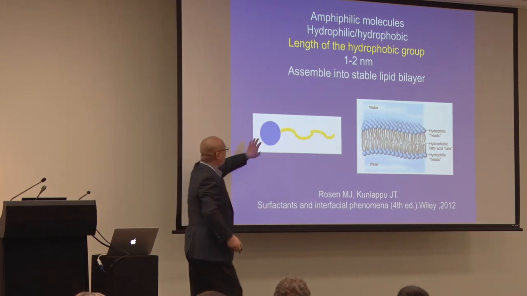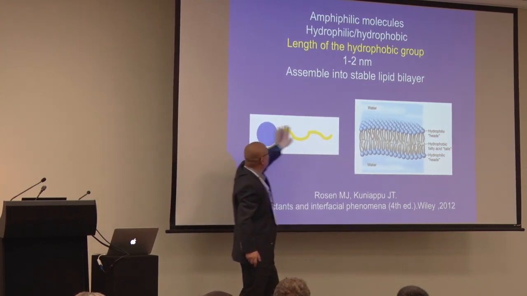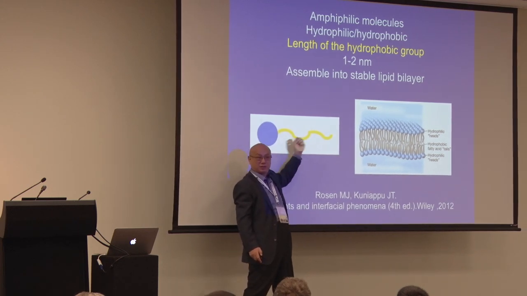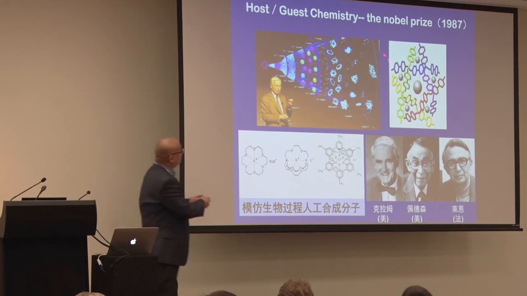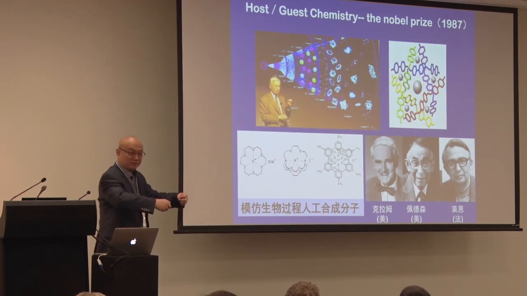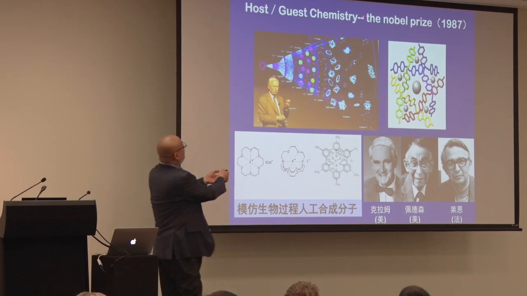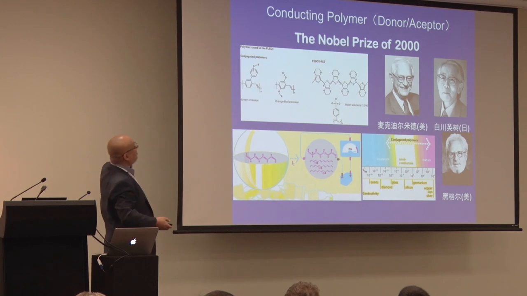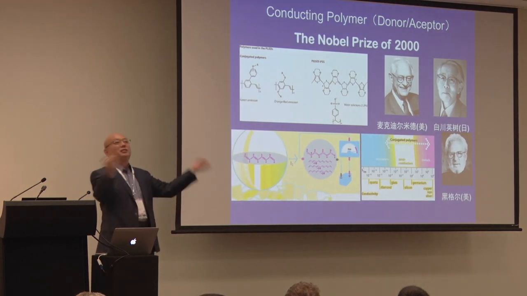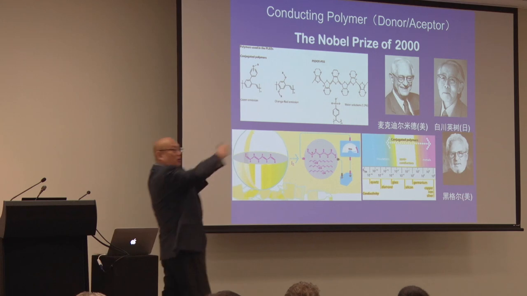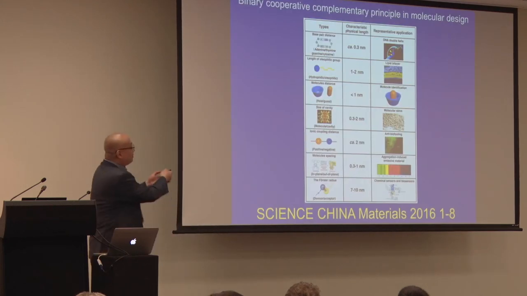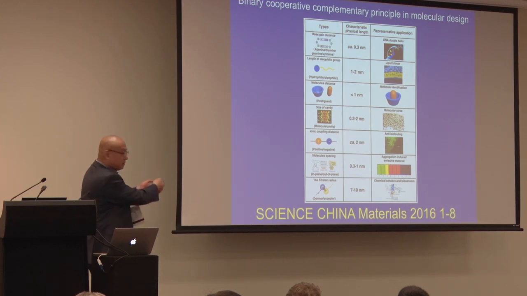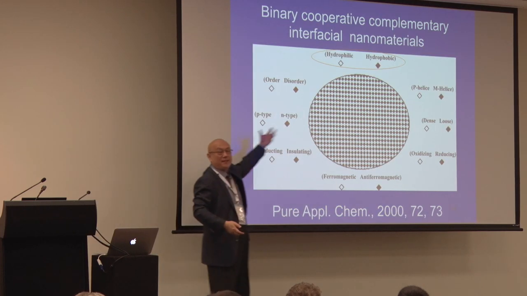Molecule, surfactant, hydrophilic, hydrophobic chain, this should be 1 or 2 nanometers. Nobel Prize 1987. Conducting polymer, donor acceptor. Yin and yang, control the distance. Many more molecules, unique in molecular systems. So let's talk about something in nano.